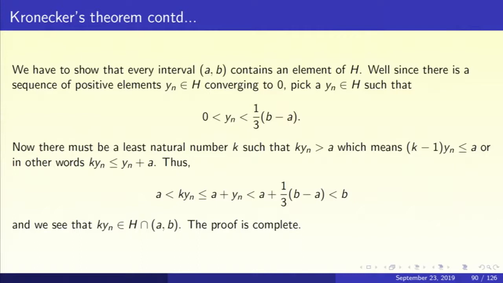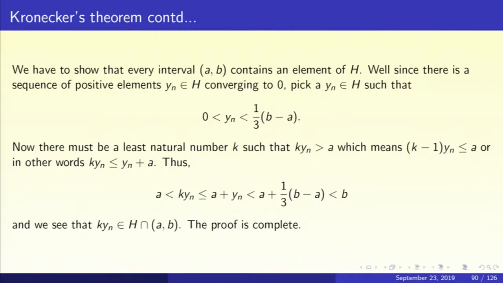But yn is less than 1/3 of (b minus a). So we get the chain of inequalities a less than k yn less than or equal to a plus yn, which is less than a plus 1/3 of (b minus a), which is strictly less than b. So we have produced an element, namely k yn, which lies in our subgroup and which is also in the open interval (a, b). And so H intersection (a, b) is non-empty. Therefore, H is dense in R. And the job is done.